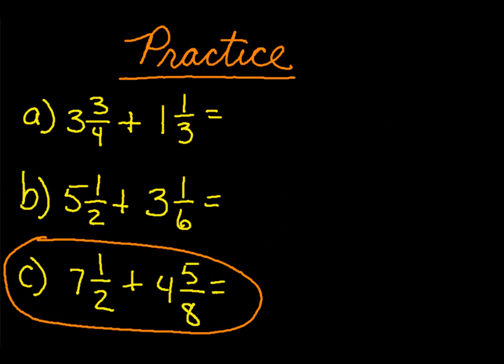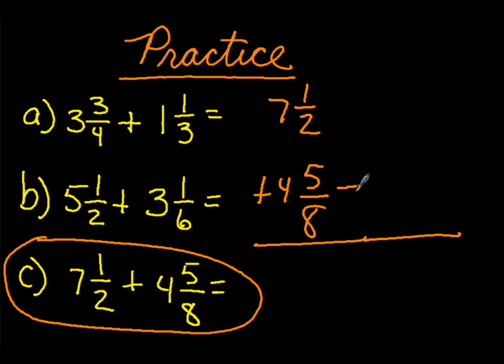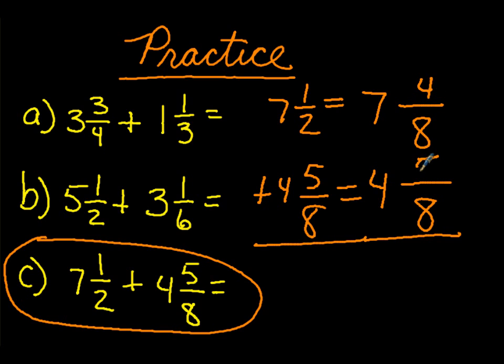And letter C, 7 1/2 plus 4 5/8. Again, bring over your whole number. Determine your common denominator. Add up your fractions. 11 9/8, which is improper. 8 goes into 9 once, so we have 12 and 1/8.